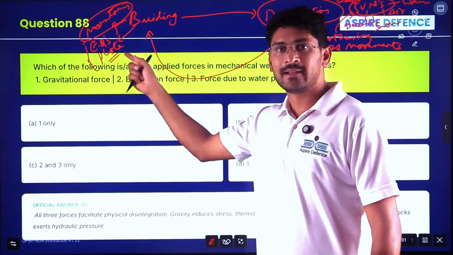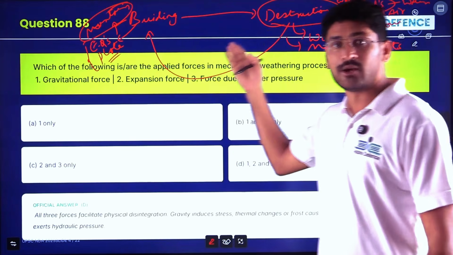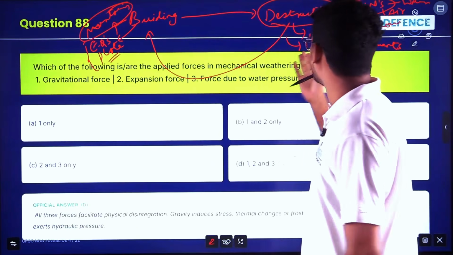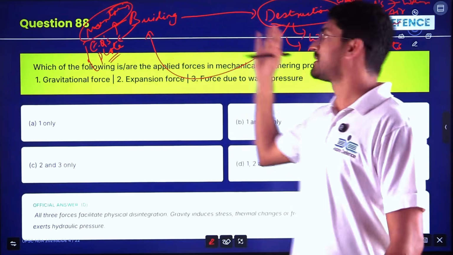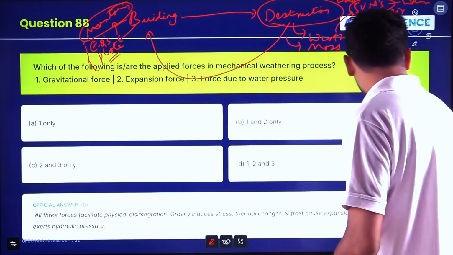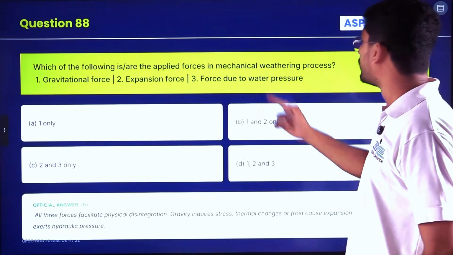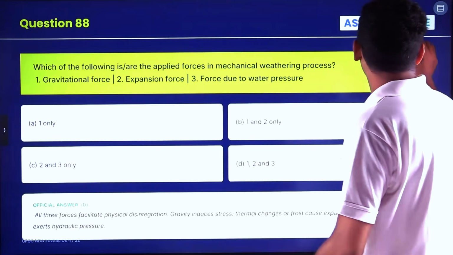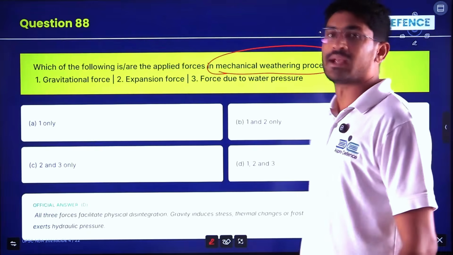Building, orogenesis, it is also called diastrophism. Destruction or denudation: the agents are weathering and mass movements. These two themes, with respect to building and with respect to destruction, become very important in geography. So the question is: gravitational force, expansion force, forces due to water pressure. Which of the following are mechanical weathering processes, not chemical?